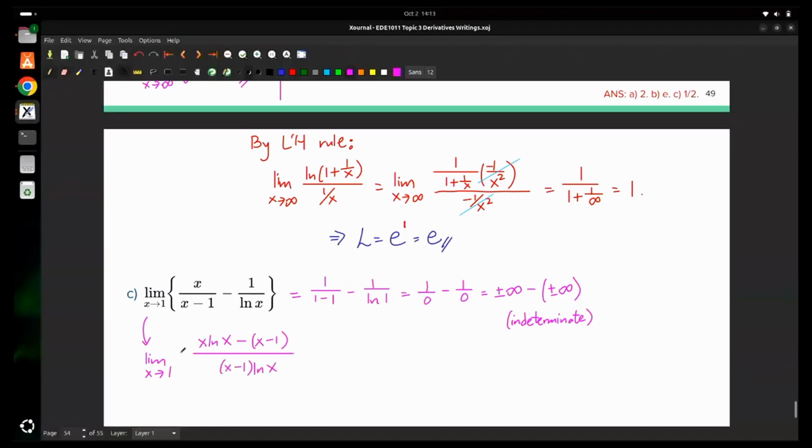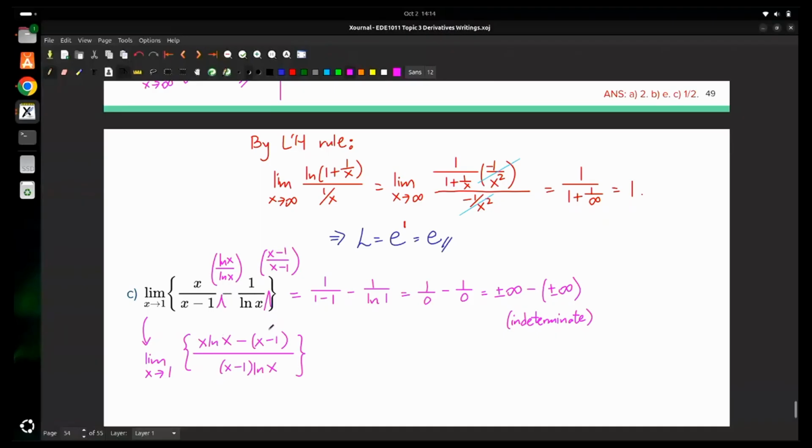So this one is just making a common denominator by multiplying each term with the denominator of the other term. This one I need to explain. You multiply this first term by ln x over ln x. Then you multiply the second term by x minus 1 over x minus 1. So that will give you the same denominator, which is x minus 1 times ln x. Then the numerator becomes x ln x minus x minus 1.